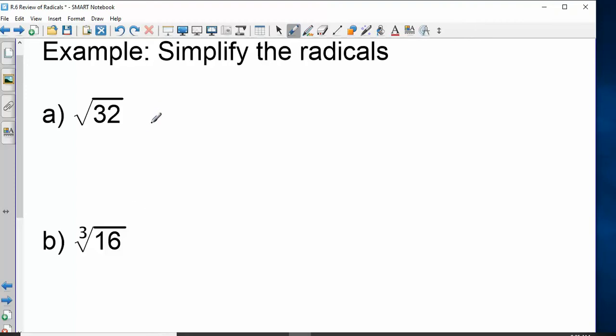A, the square root of 32. Is 32 a perfect square? Does that mean we can't do anything? What do you do? The square root of 16 times 2. Right. 32 is 16 times 2. So if we break it apart, the square root of 16 is 4. And then you have the square root of 2.